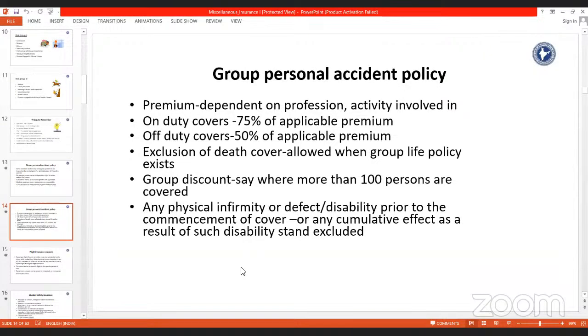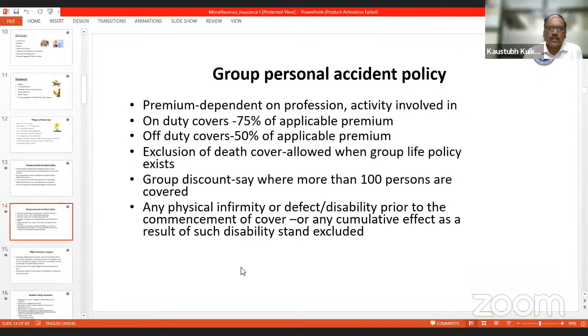Why will we need this type of exclusion? Because the group might have a life insurance policy in existence. So there the death is already covered, and for reduction of the premium, they will require some discount from you. In that case, they will come out with a proposal by having this feature of exclusion for death cover.